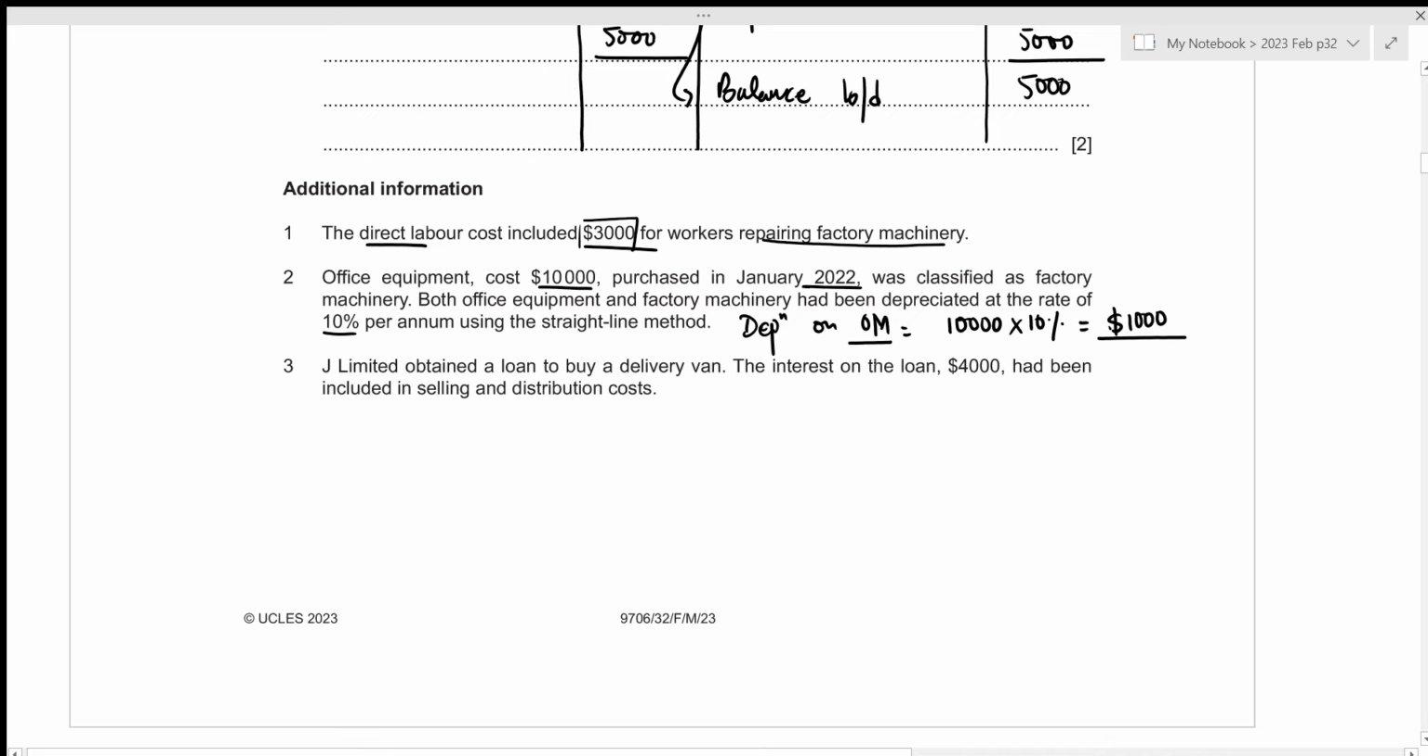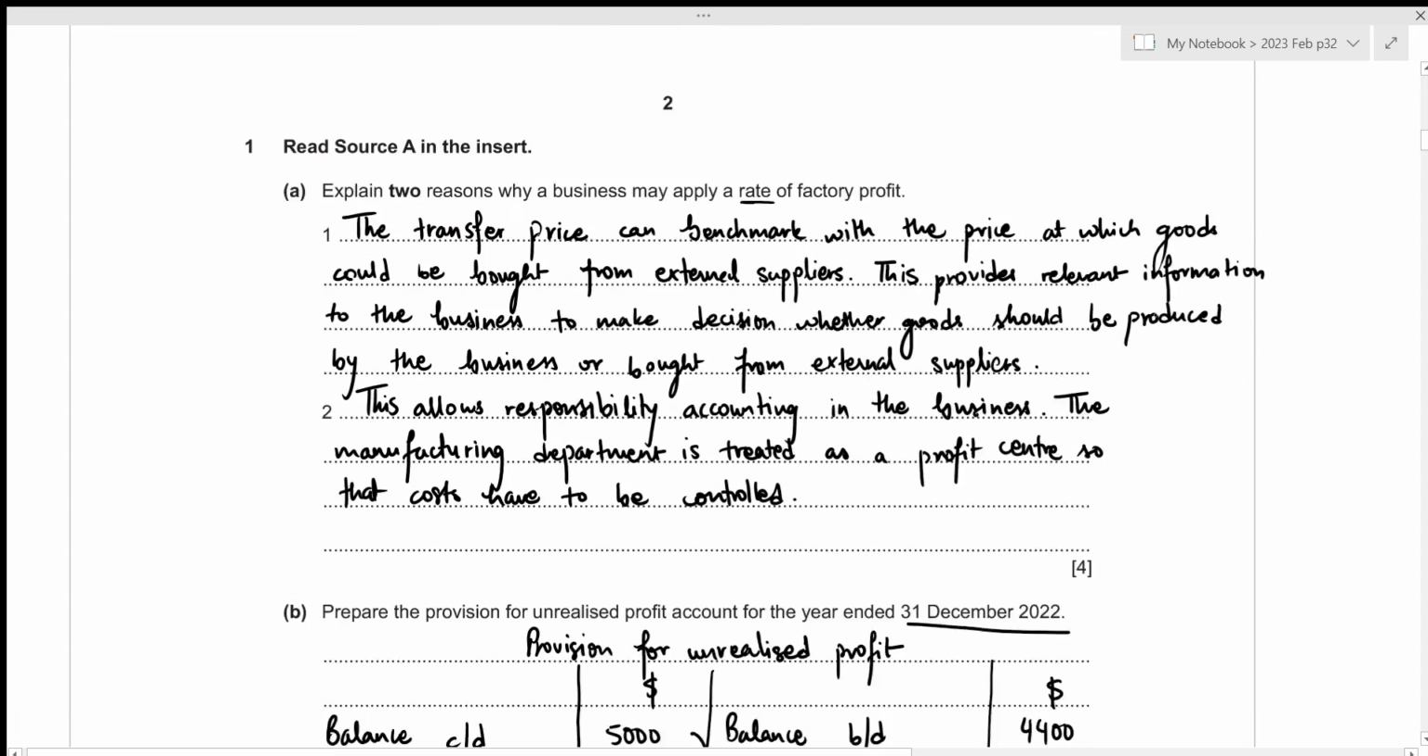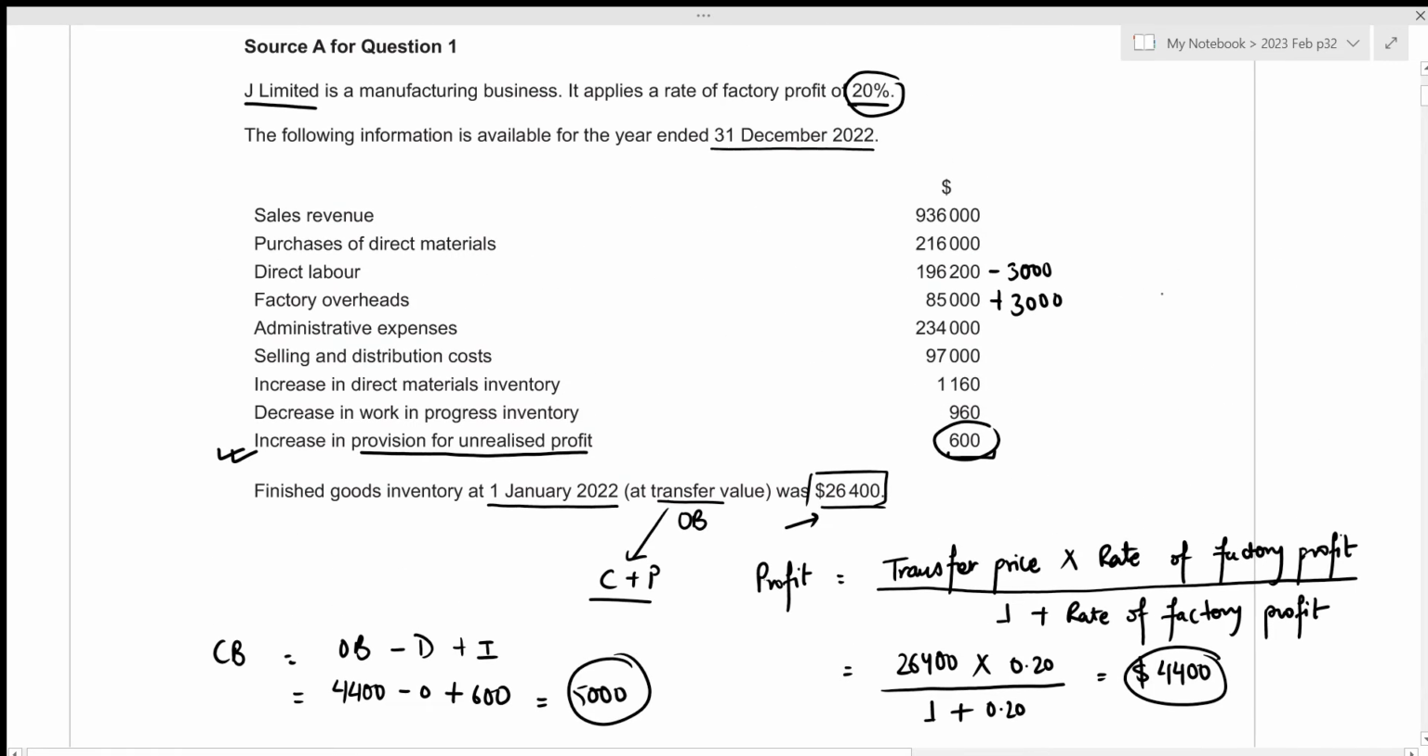And we were told that this depreciation is of office machinery or office equipment, right? But it was included or classified as factory machinery, which means that we included this depreciation of 1,000 in our factory overheads, which should not have been the case. So we're just going to subtract the 1,000 from there. That's going to be minus 1,000 right here. And instead, this should be included in our administrative expenses as this correlates to our depreciation charge in our office equipment. So that's going to be plus 1,000 right here.